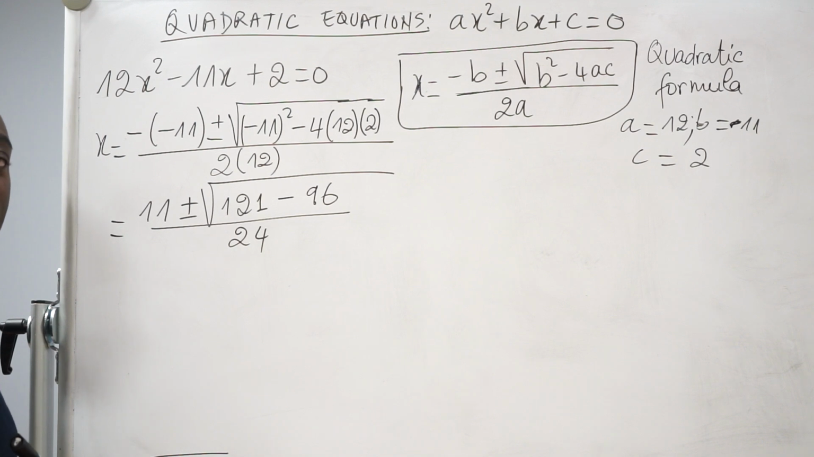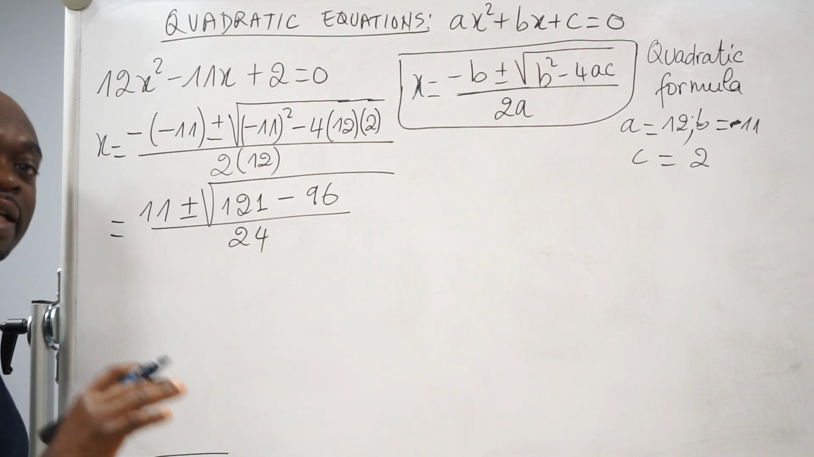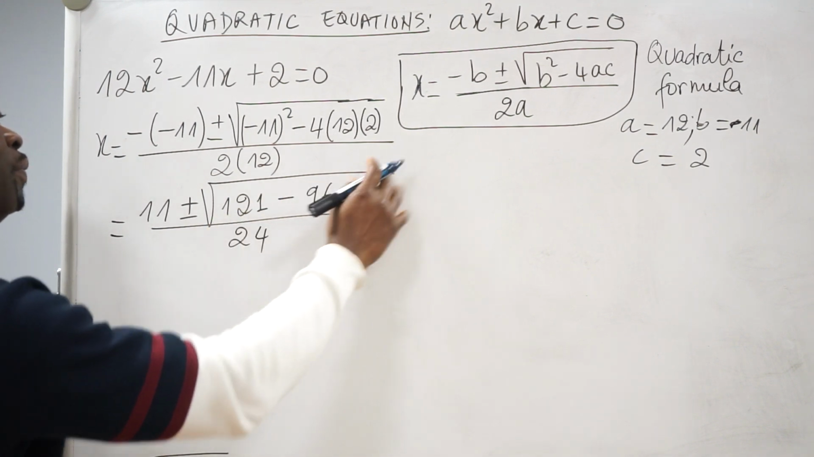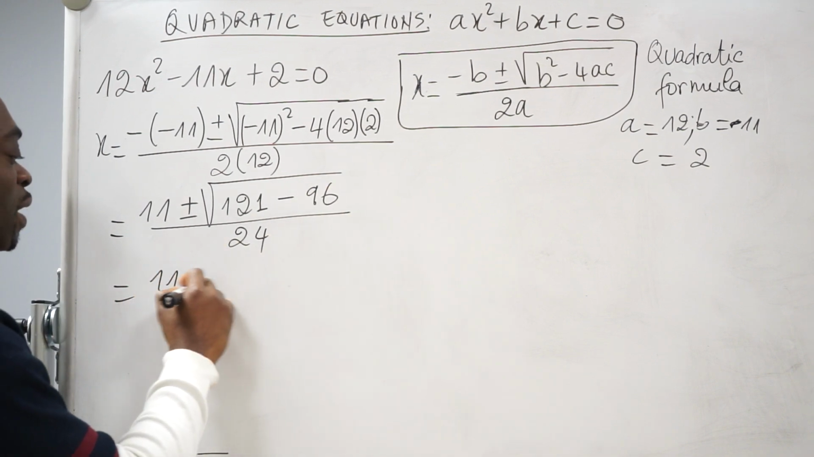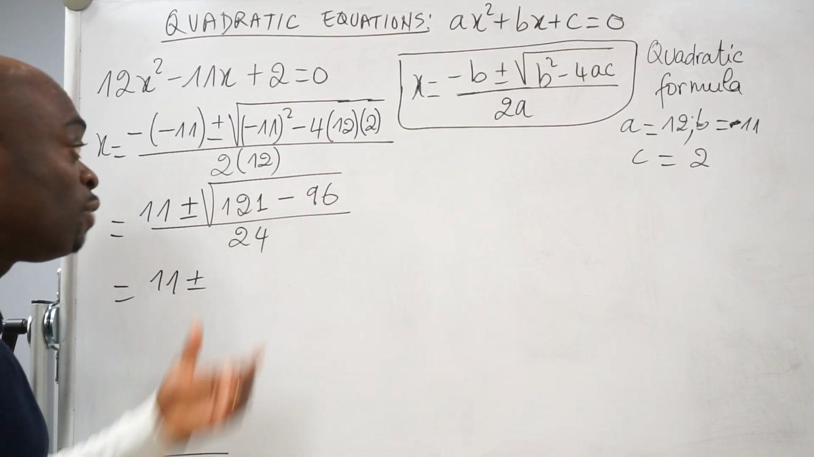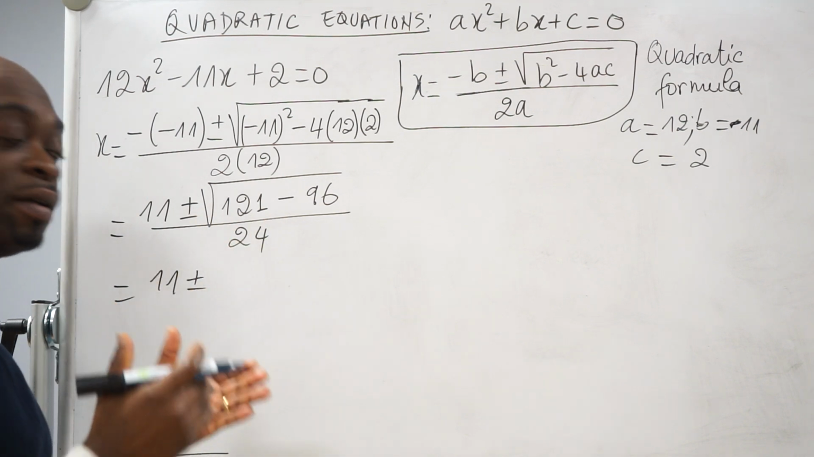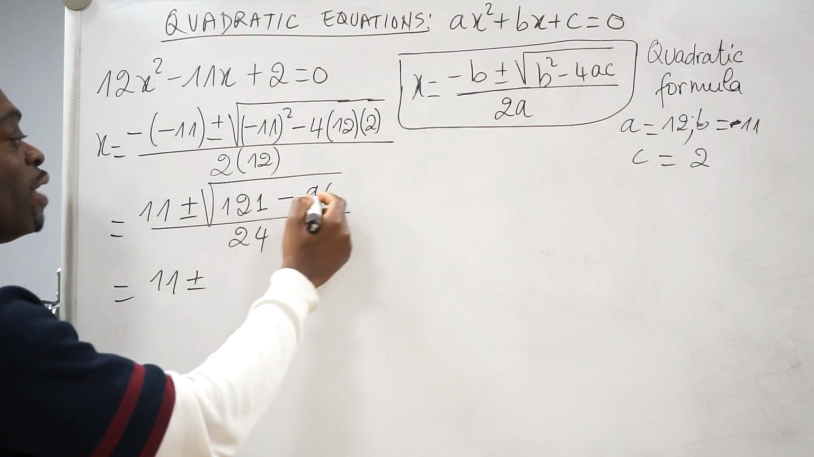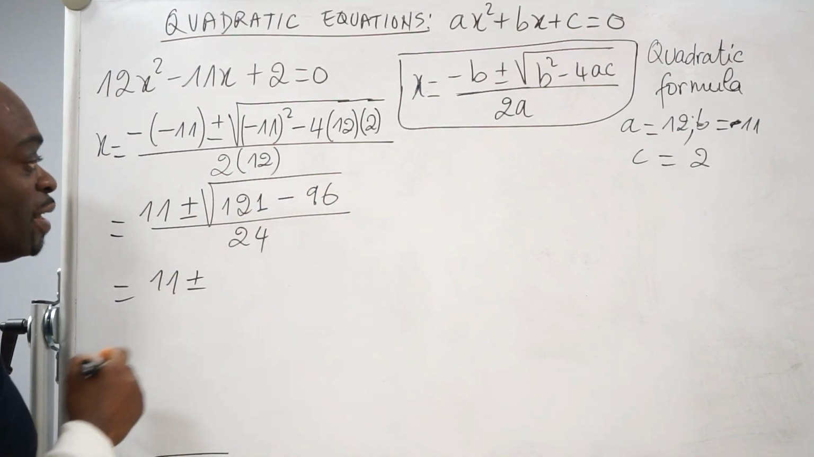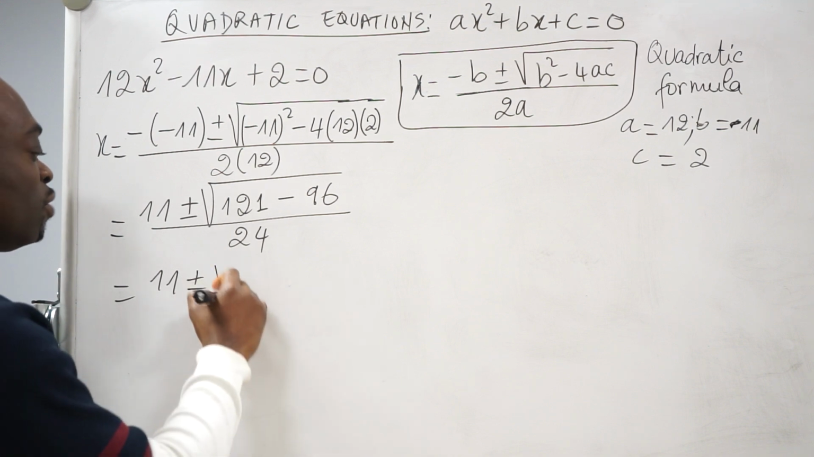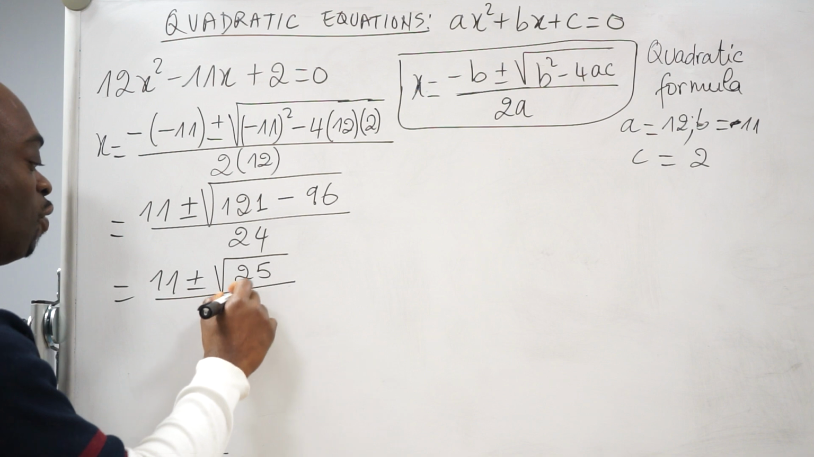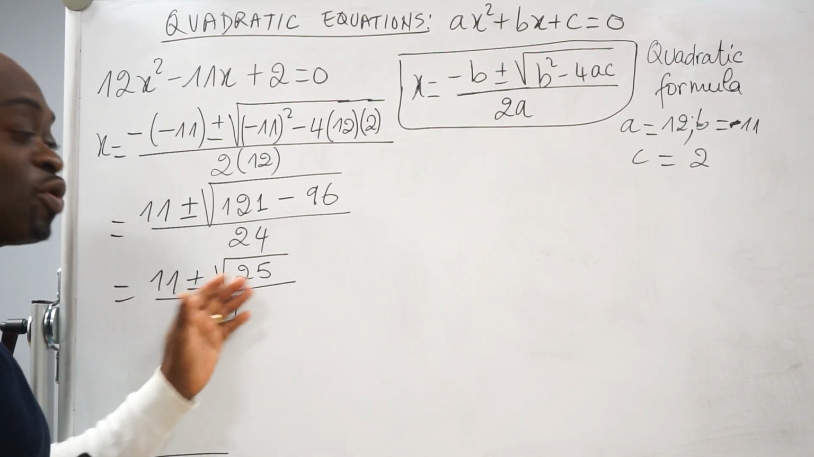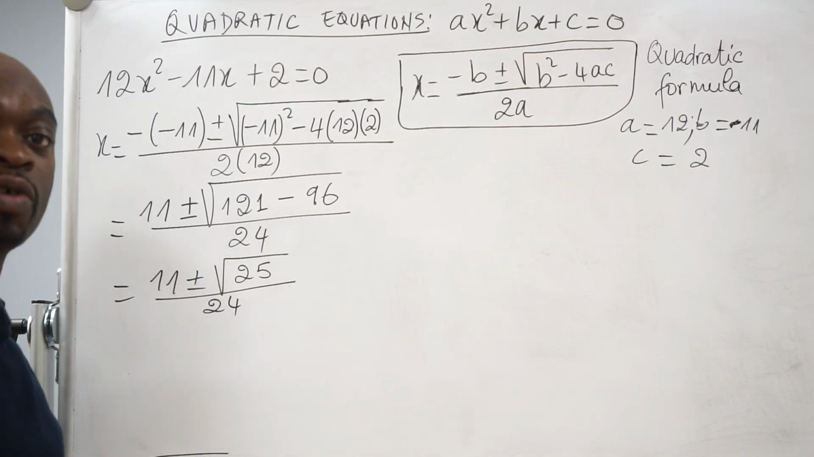Are we seeing so far? We're taking our time. So now, after you have this, you still have your 11 plus minus, because now you've got to combine what you have under the radical, under the square root. So 121 minus 96. How much is that going to give you? 25. So you divide the whole thing by 24. So you have 11 plus minus the square root of 25, divided by 24.